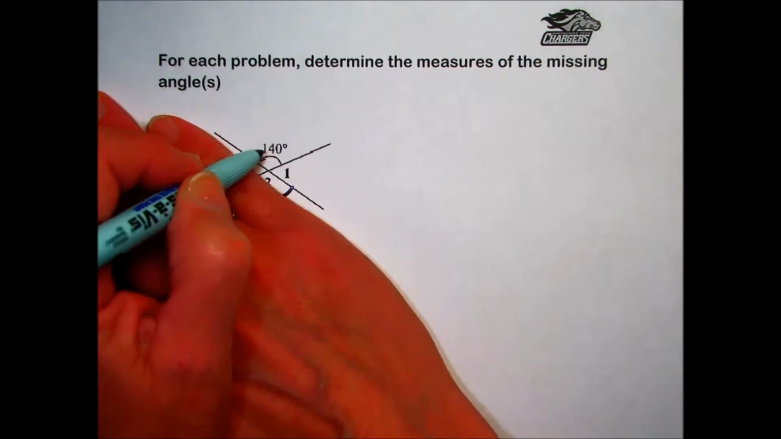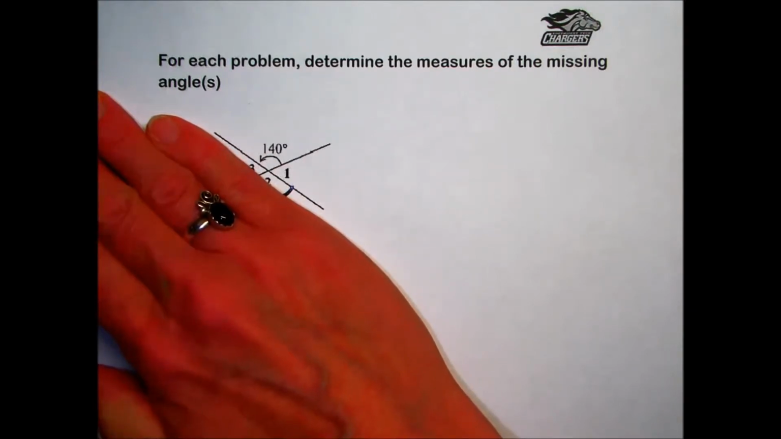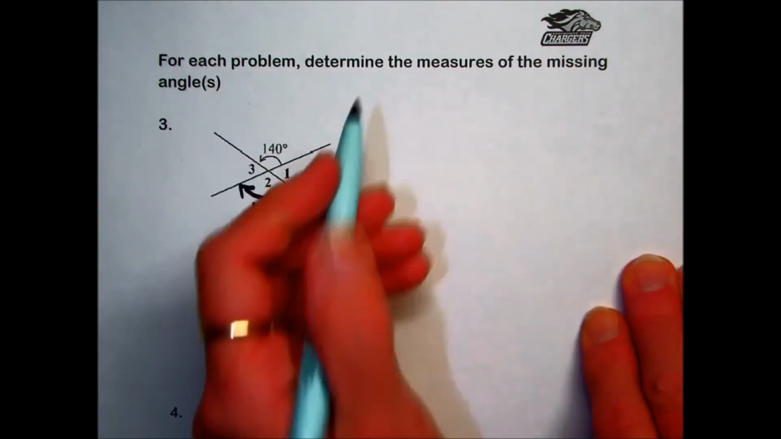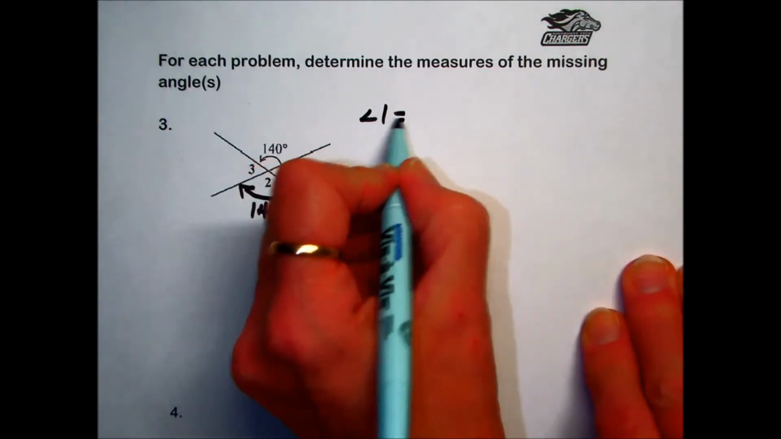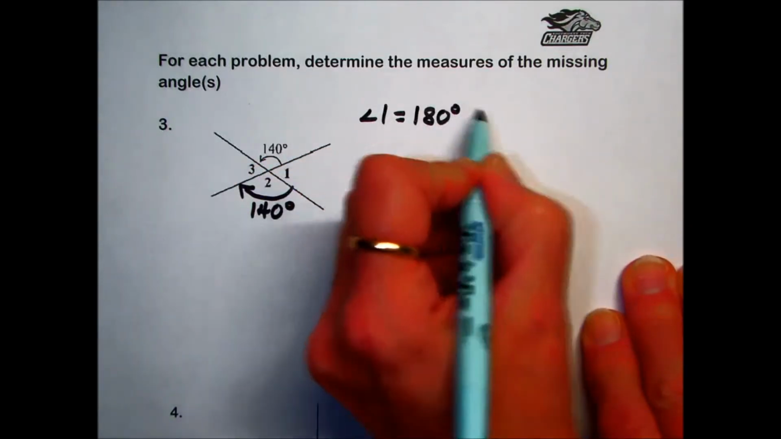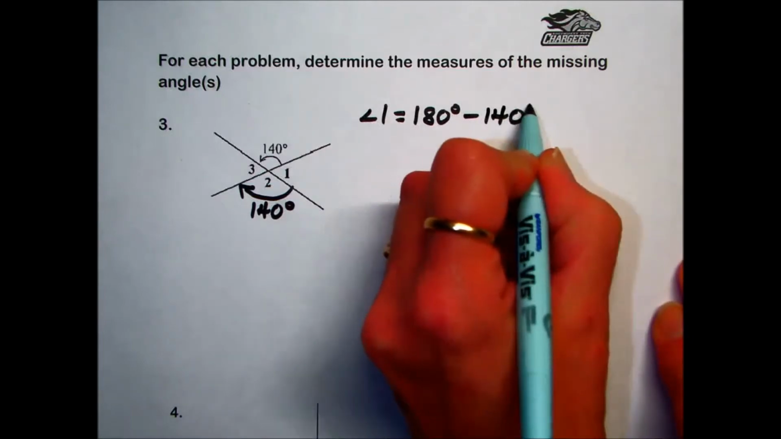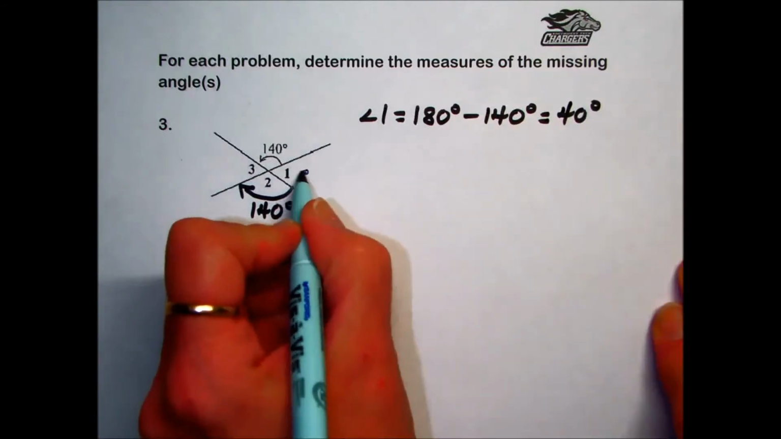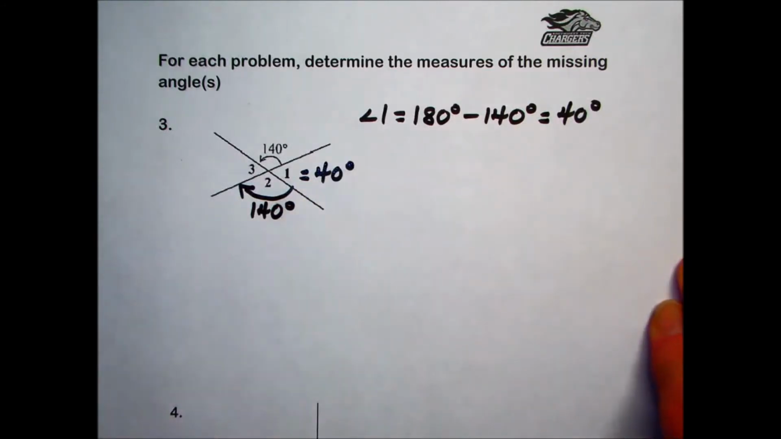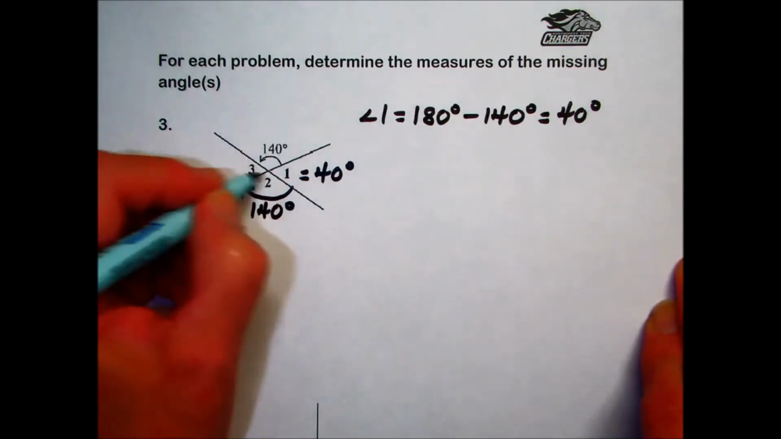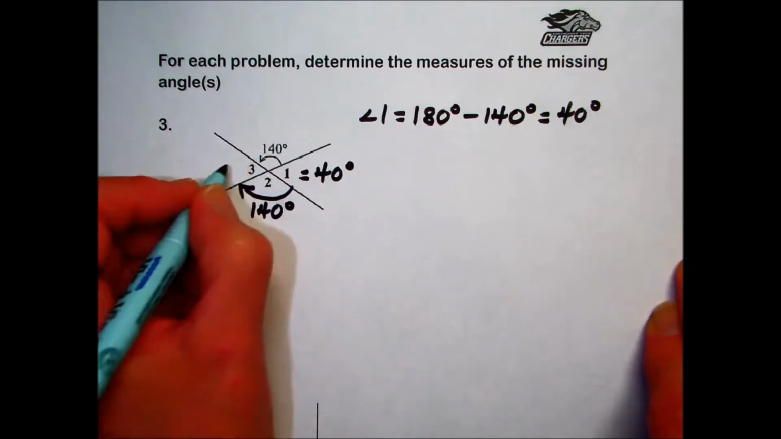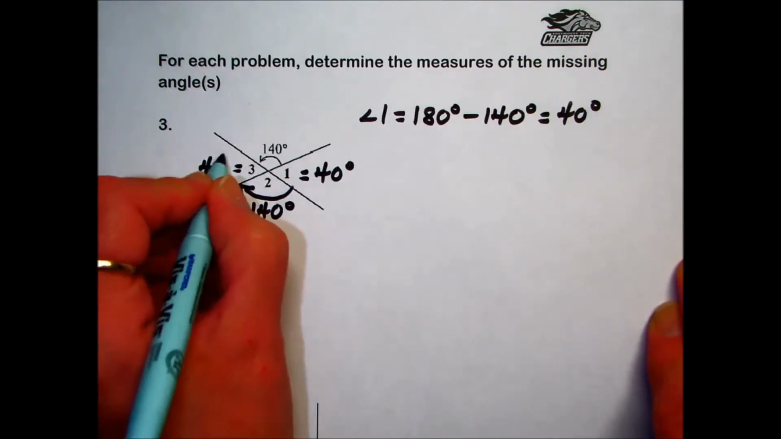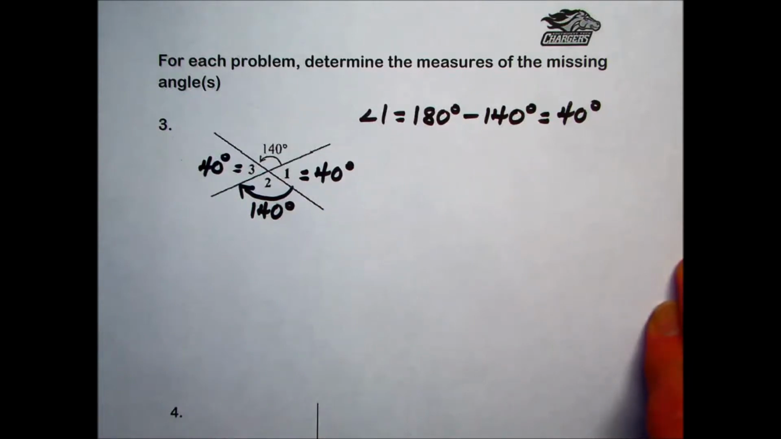That means angle 1 and the 140 degrees are supplementary angles. So to solve for angle 1, I'm going to take 180 degrees minus what is given to come up with a measure of 40 degrees. Since we now know the measure of angle 1, angle 3, because it's across from angle 1, also has the measure of 40 degrees because of these intersecting lines forming equal vertical angles.